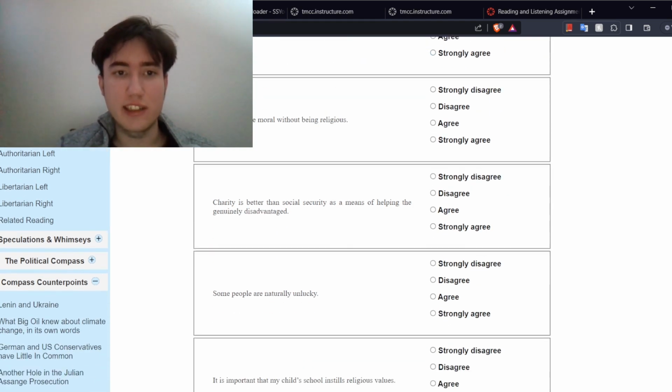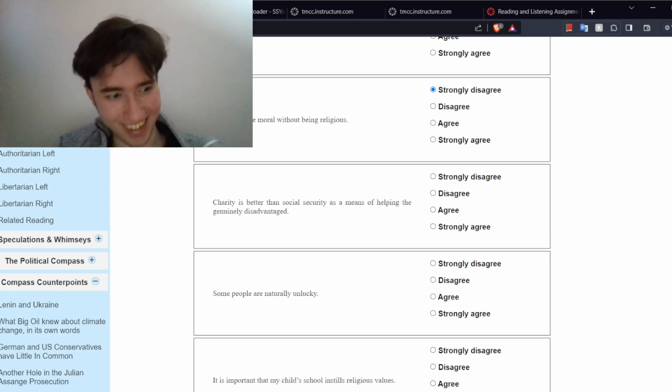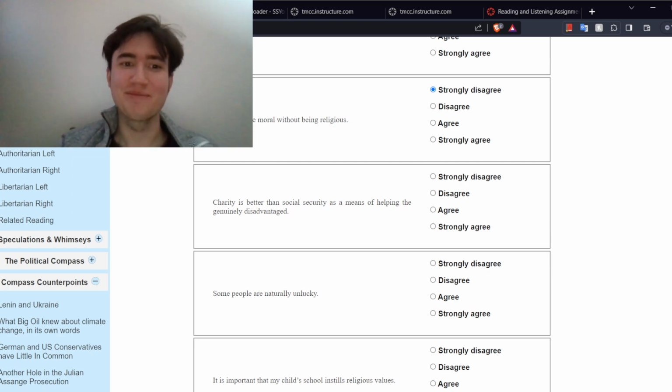But does it accurately explain many things? No, strongly disagree. You cannot be moral without being religious. Well, that's been proven wrong by the fact that people have invented moral systems that have nothing to do with religion. Like, that's a verifiably proven false proposition.